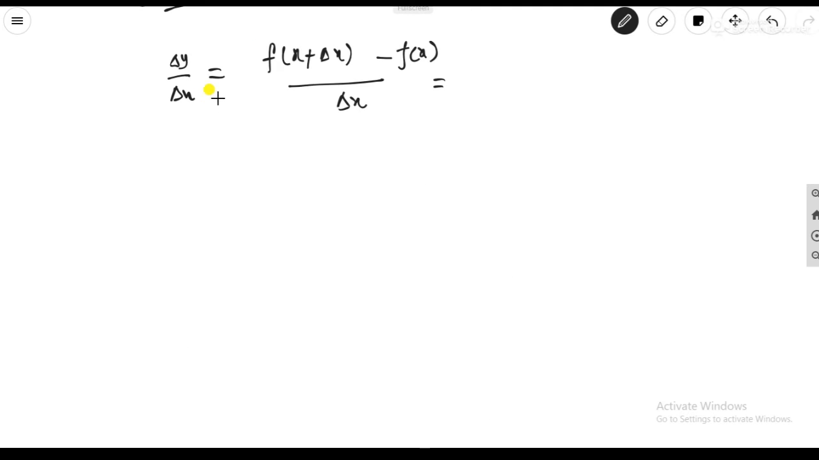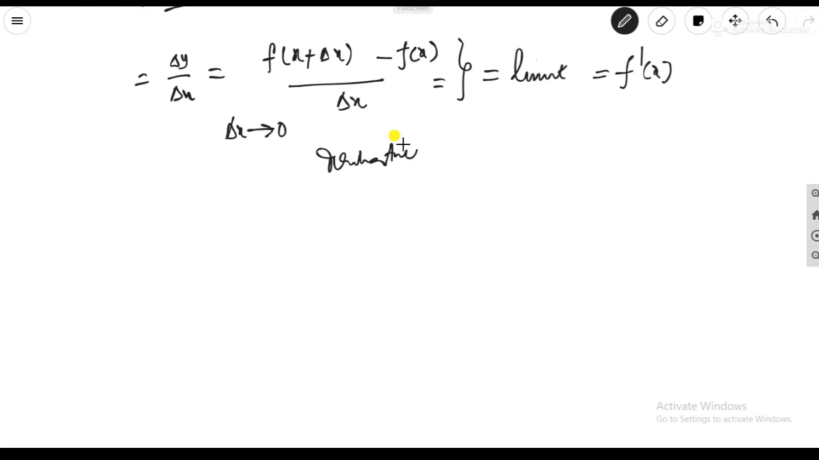So the generalized equation: when delta x is approaching 0, this ratio will approach some limit that is defined as f dash x. Okay, this is called f dash x. So it is sometimes called the derivative of the function y.